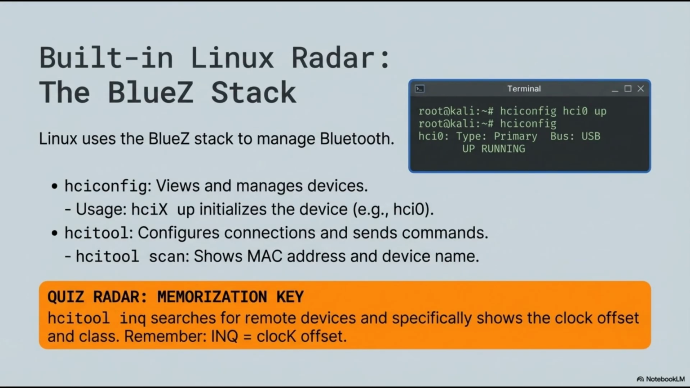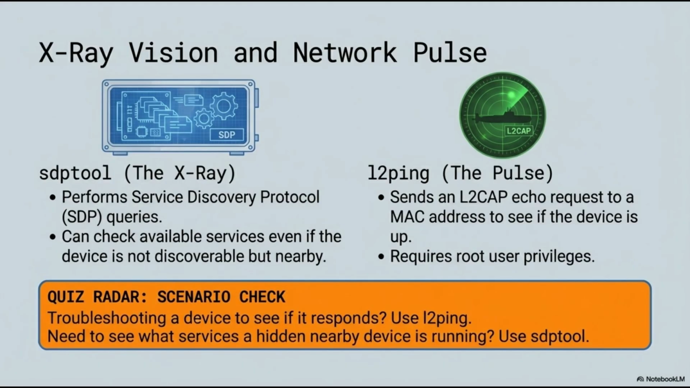Here is your scenario to parse. Prompt. Compare and contrast the administrative use cases for the hciconfig and hcitool commands when mapping out a target Bluetooth environment on a Linux system. Hardware versus network mapping. Let's skip to slide 7, titled X-ray Vision and Network Pulse.